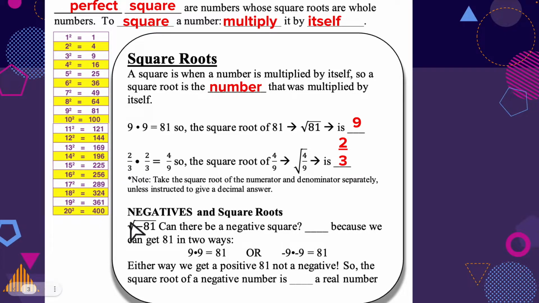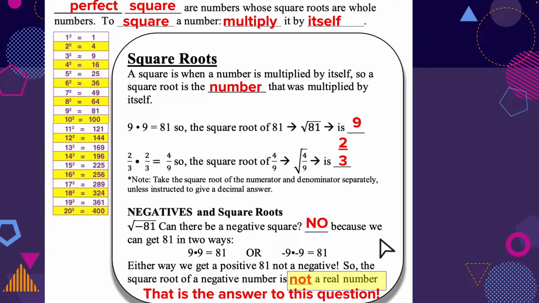Well, what happens if we have negatives in square roots? So we have negative 81, and we're taking the square root of that. So it looks a lot like this one. And the question is, can there be a negative square? And the answer right now is no. Because we can get 81 in 2 ways. We can do 9 times 9, and that gives us positive 81. Or negative 9 times negative 9, and that gets us positive 81 as well. So either way we get positive 81, not negative. So the square root of a negative number is not a real number. And that is the answer to the question, not a real number.